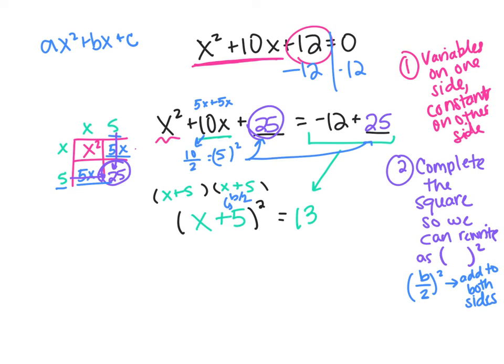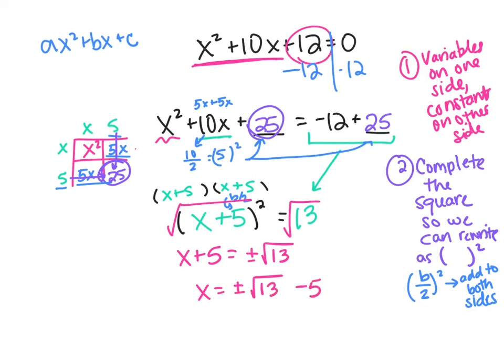So now, last step. This now looks like the problem we started with. To get rid of that square, we take a square root. So take the square root of both sides. We get x plus 5 is plus or minus the square root of 13. Square root of 13 cannot be simplified, so we just end up with plus or minus square root of 13 minus 5, because we have to subtract 5 from each side of the equation. And there is our final answer.